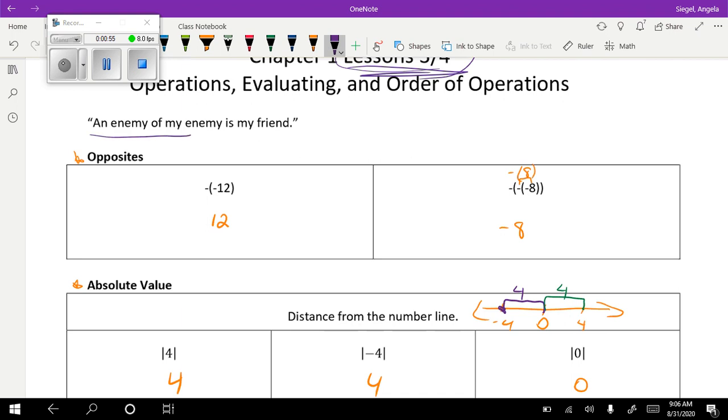If you'll notice this quote here, an enemy of my enemy is my friend. So we're taking the opposite of 12, and then we're taking the opposite of that. So the opposite of 12 is negative 12. The opposite of negative 12 is positive 12. So really, if you want to think about negatives as being opposites, if that helps, that's what you're doing. I will warn you, if you're just going to use your calculator, make sure that you're putting in parentheses when necessary, because if you don't, that's going to mess up your answer.